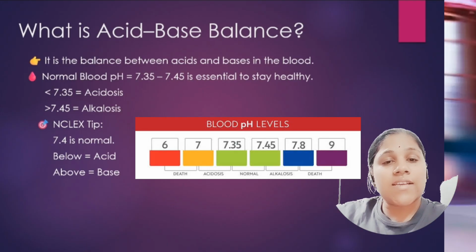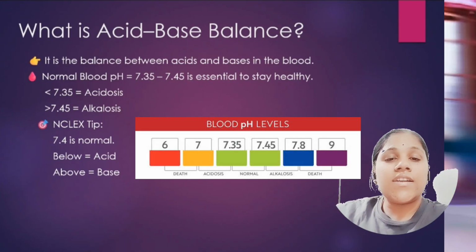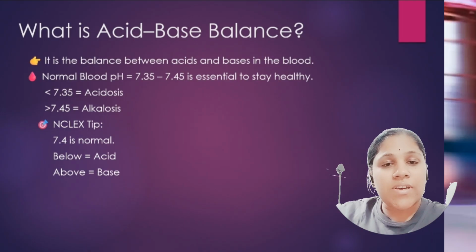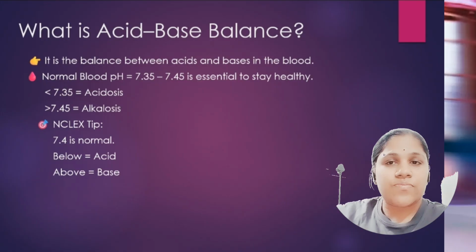If the pH is less than 7.35, it is a condition called acidosis. If the pH is above 7.45, it is alkalosis. Here the main NCLEX tip is, if the pH is 7.4, it is normal, and if it is below 7.4, it is acid, and if it is above, it is base.